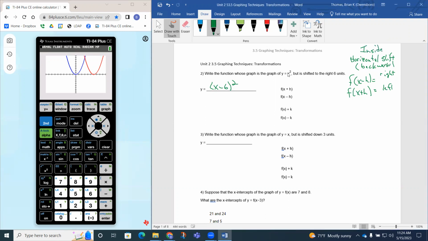You're actually replacing x with a new piece, x minus 6. So like I said, if f of x equaled x squared, then notice that f of x minus 6 is going to equal x minus 6 squared. So like I said, that's what we're looking for. So these are what we call our horizontals. These are going to be described as our verticals.